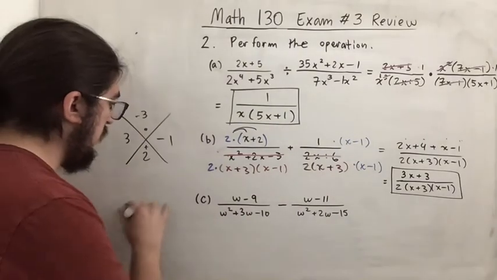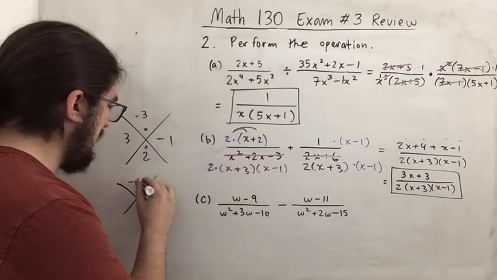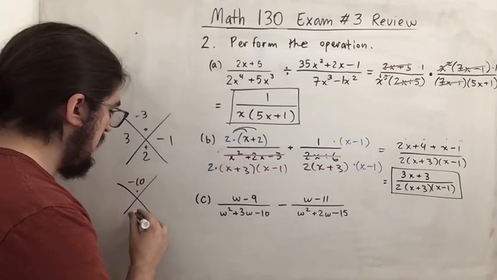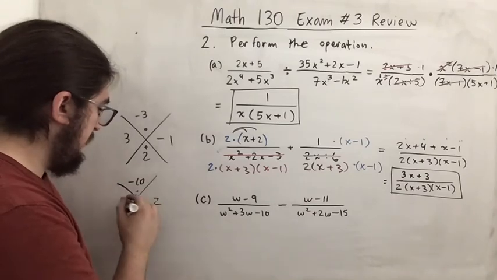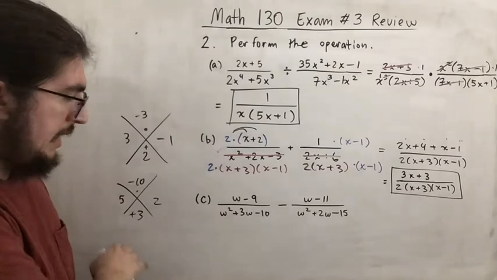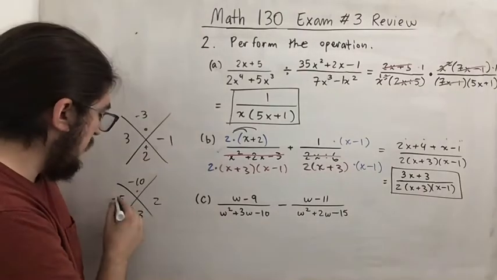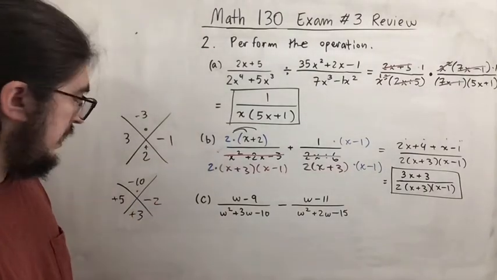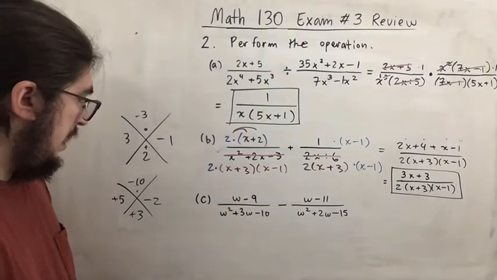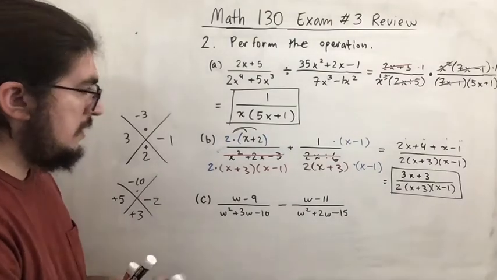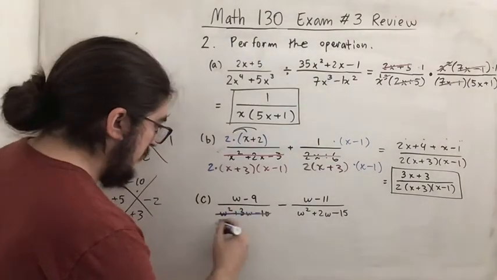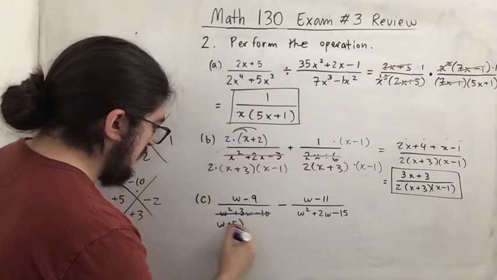So what two numbers multiply to negative 10 and add to positive 3? Those, of course, will be 5 and 2. Those multiply to 10 and add to 3. Well, you have to change the signs, so positive 5 and negative 2 do the trick. Right, so I'm going to replace this. Let me do it in blue this time. So this is w plus 5 times w minus 2.